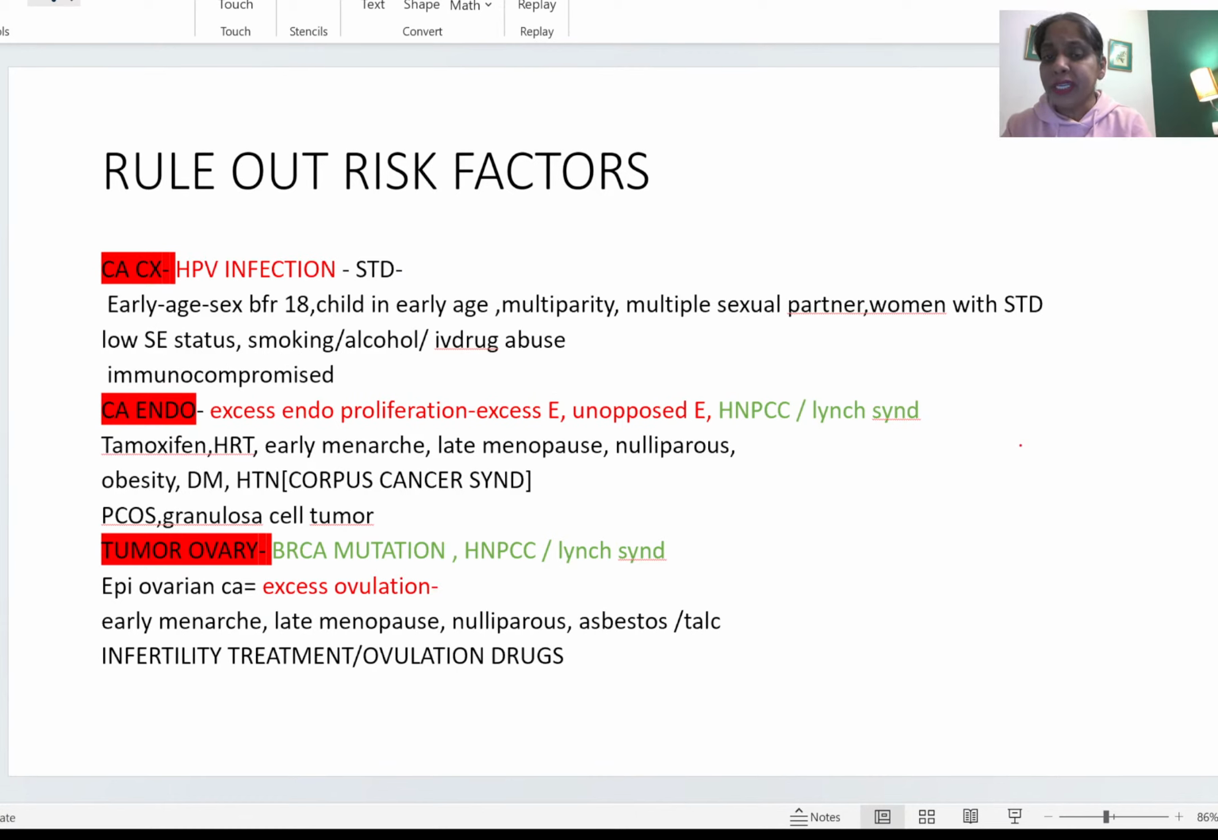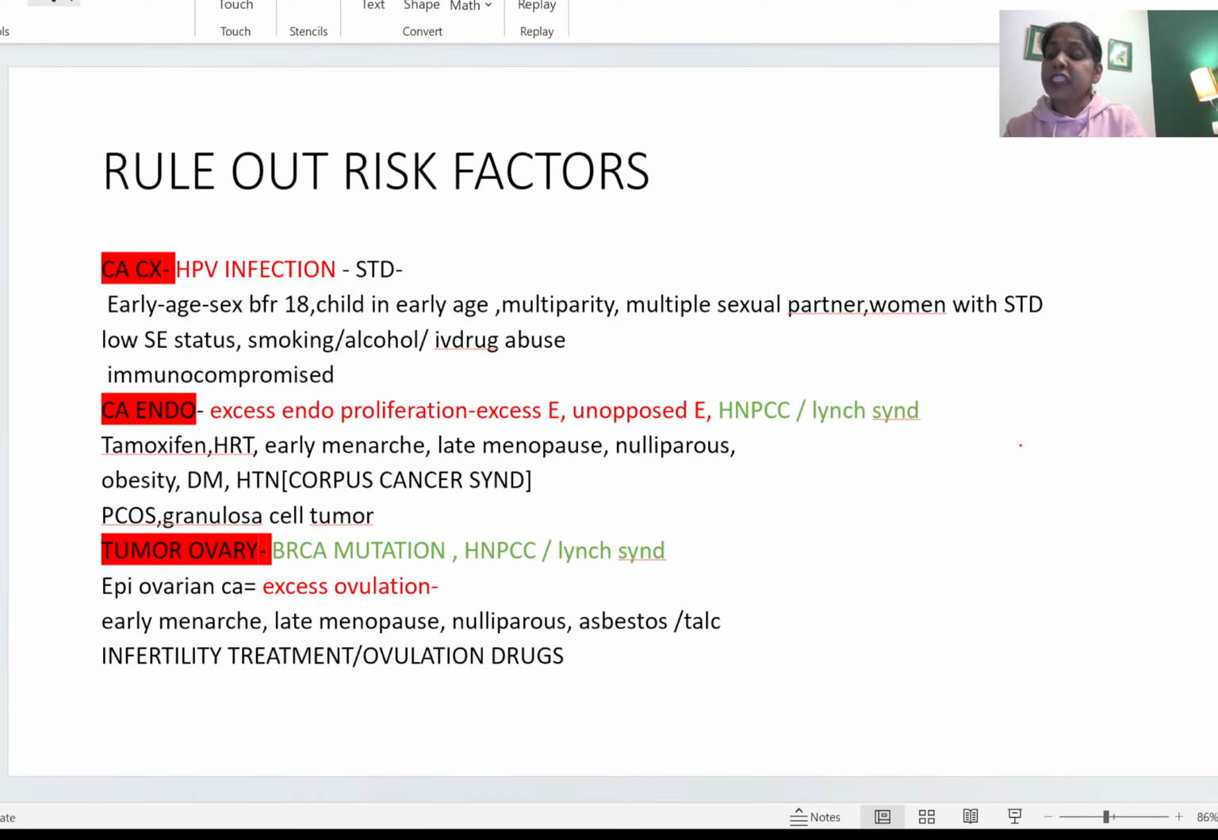Are you clear with it? In CA cervix risk factors, mainly you have to ask about the sexual activity of that female. If a female with an unhealthy cervix or irregular bleeding comes to you, you are going to rule out the CA cervix risk factors.